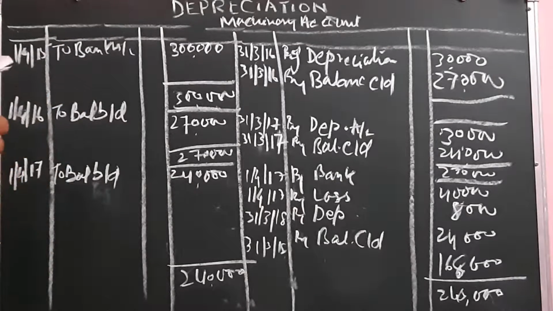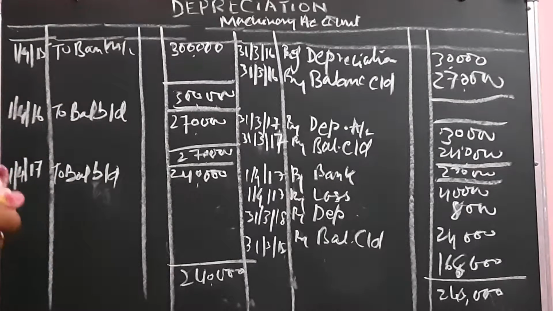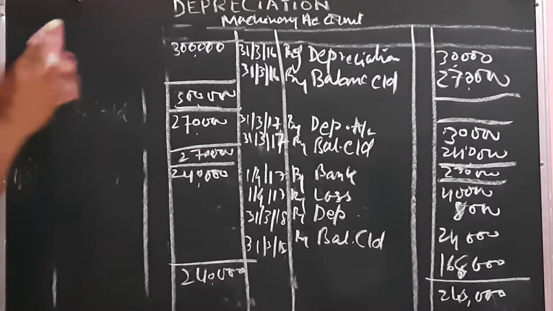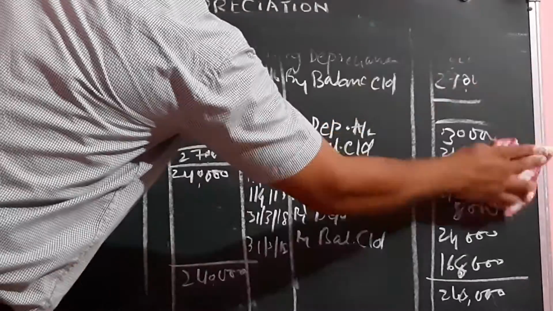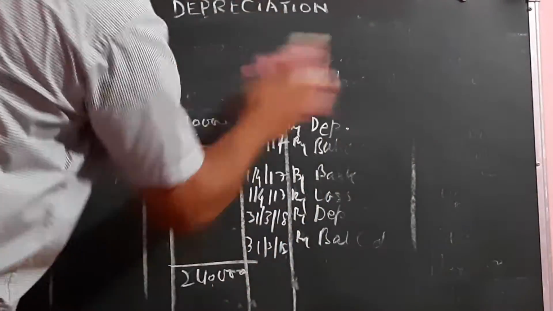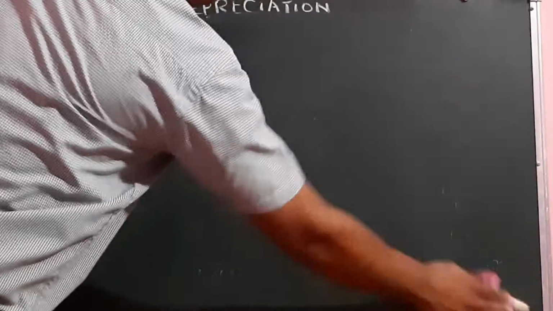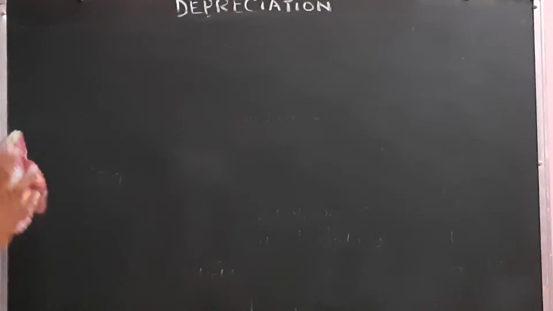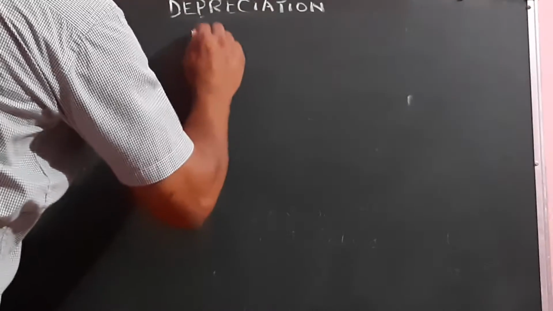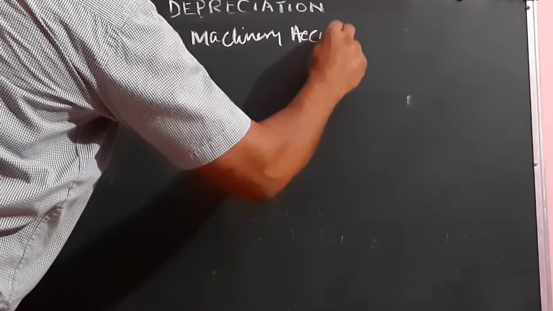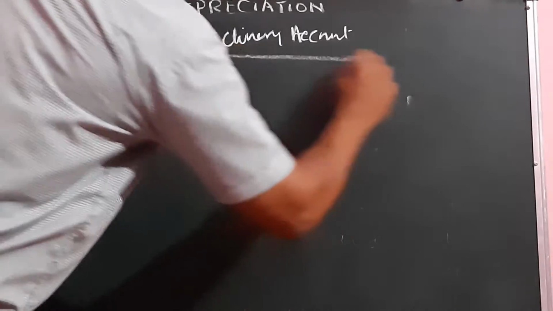Now for the next year we have to prepare another figure, which is 1,68,000. So for the next year, we have to prepare the machinery account for 2018-19. Again, I am drawing it here.